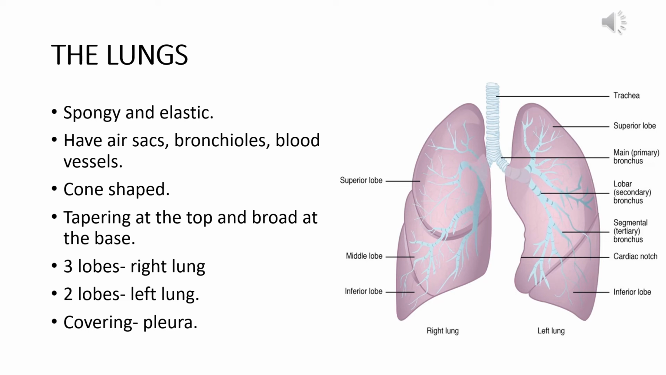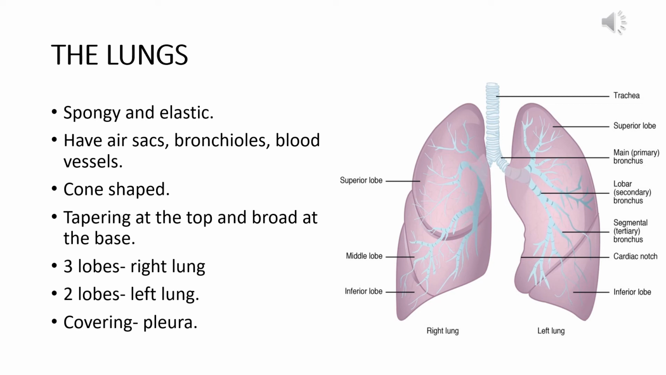The lungs are quite cone-shaped. They taper at the top and the base is broad. The number of lobes in the right lung and the left lung differs. The right lung has 3 lobes. The superior lobe is the uppermost lobe, then the middle lobe, and the lowermost lobe is called the inferior lobe.